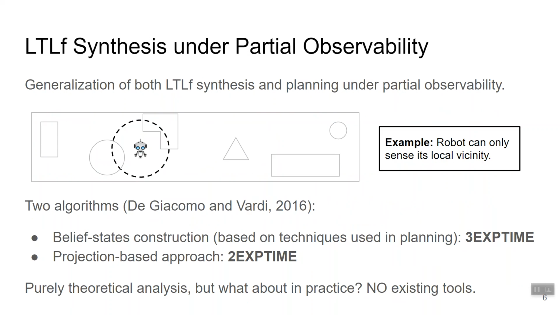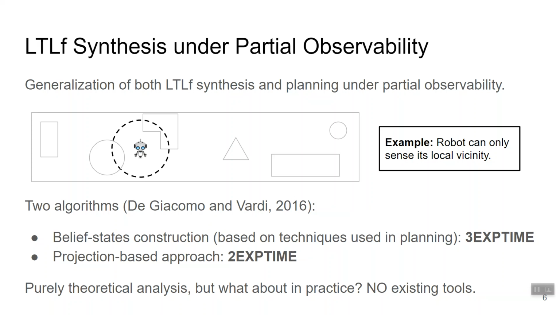Another motivation for investigating LTLf synthesis under partial observability is that this problem is a generalization of both LTLf synthesis and planning under partial observability, a widely studied problem in AI. A natural example is that of a robot that navigates through an environment performing tasks, but this robot can only sense its local vicinity. The robot's sensors can be modeled by observable inputs, while details of the environment outside the range of the sensors are unobservable.